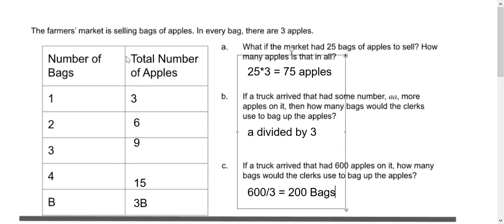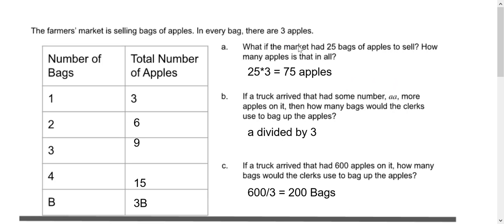So now for this one, it says that the farmer's market is selling bags of apples. Every bag, there are 3 apples. So this one's a multiplication one because every bag is 3 apples. So you fill in the chart and it's 1 times 3 is 3, 2 times 3 is 6. Your equation's going to be 3b.